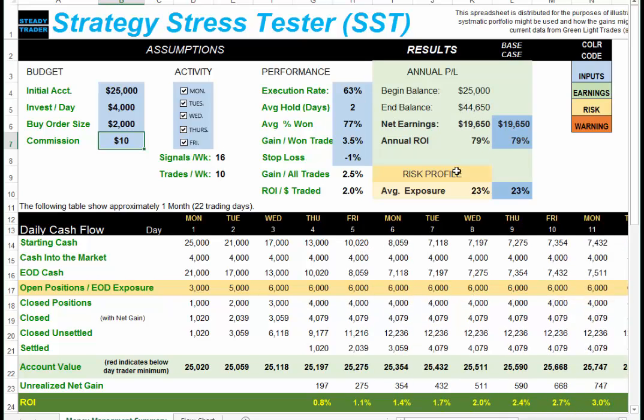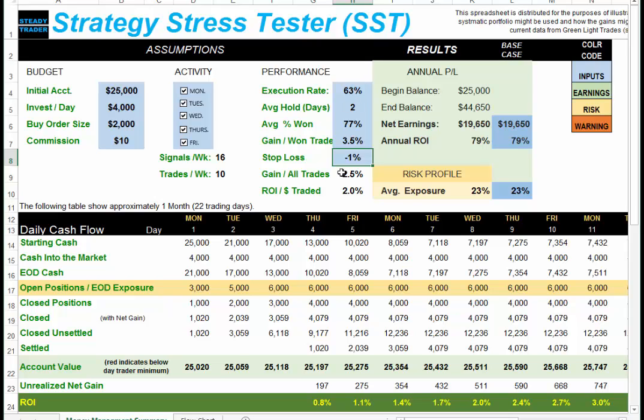And then you have your performance specs, your typical performance specs that you see on the advertising for any strategy: the execution rate, the average hold days, the average percent won or winning trades, the gain per one trade, and stop losses should you decide to set them.